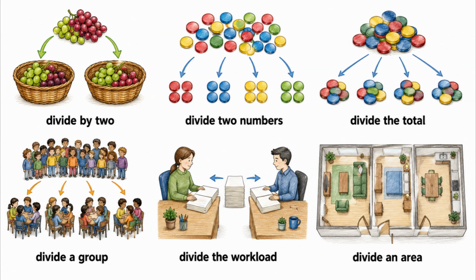To find half of 18, divide by 2 and get 9. Use the fraction bar to divide two numbers, with the numerator above the denominator. Divide the total of 60 equally among the 5 teams.